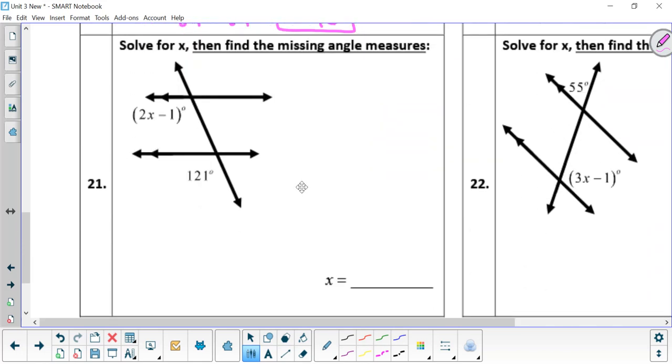Now if we go to 21, again this is saying solve for x, and then... okay, so I'm going to start by labeling my A's and B's.